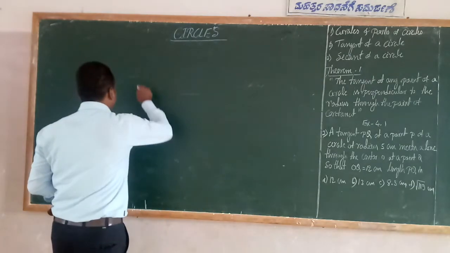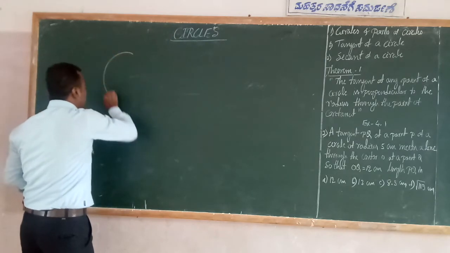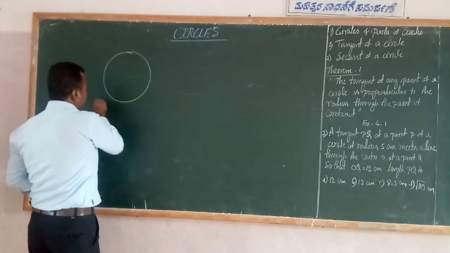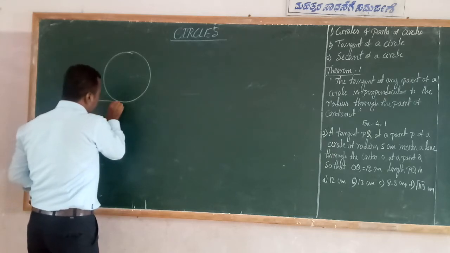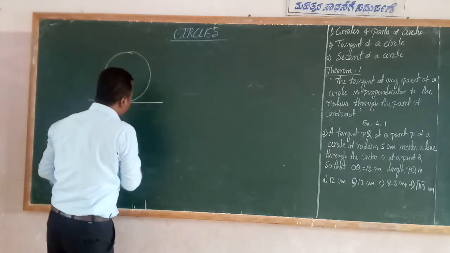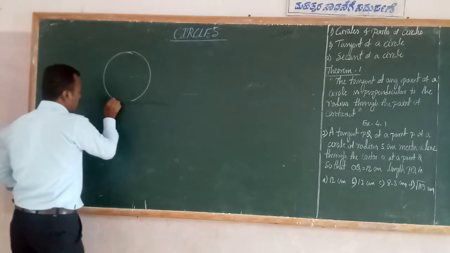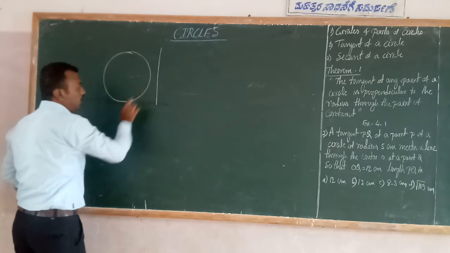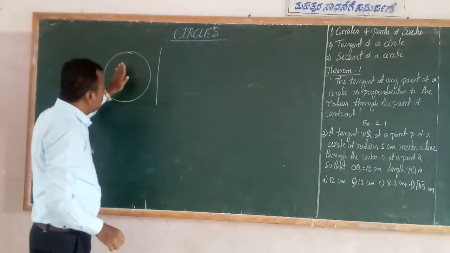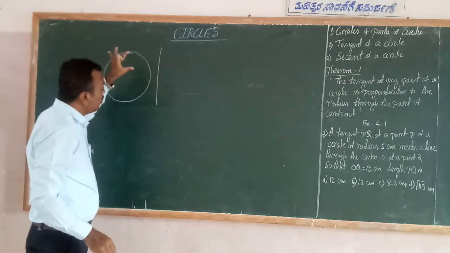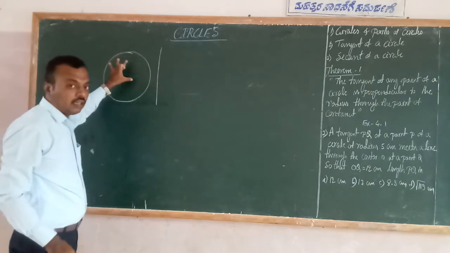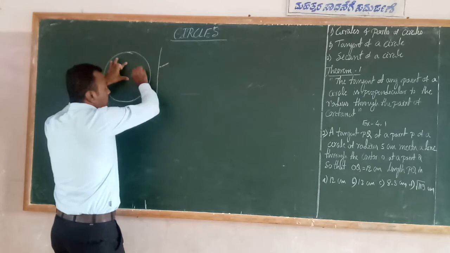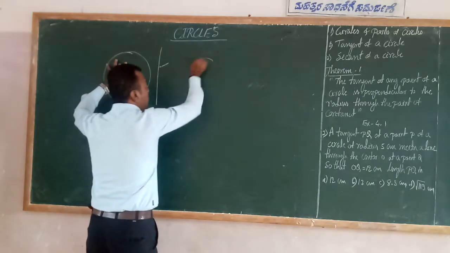See, what do you mean by tangent of a circle? So this is a circle. Before going to that, this is a circle and this is a line. This line does not intersect or touch the circle. It is only a line and a circle, that's it. So come to this case.